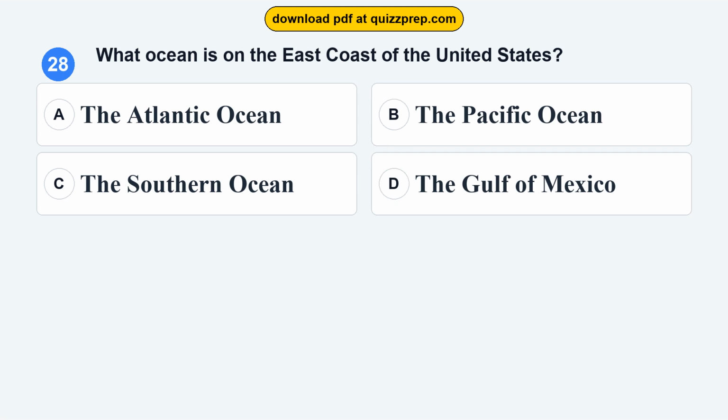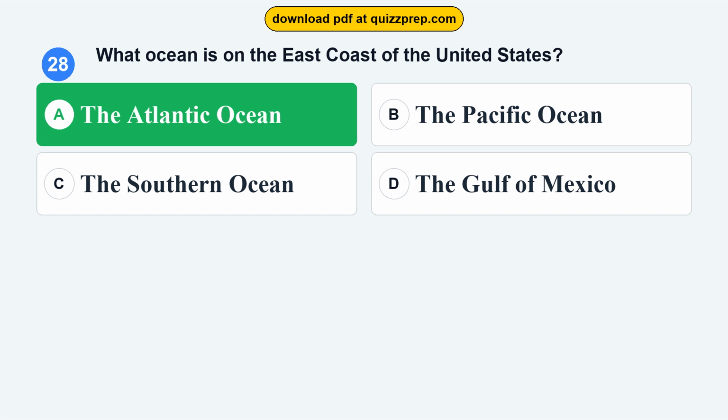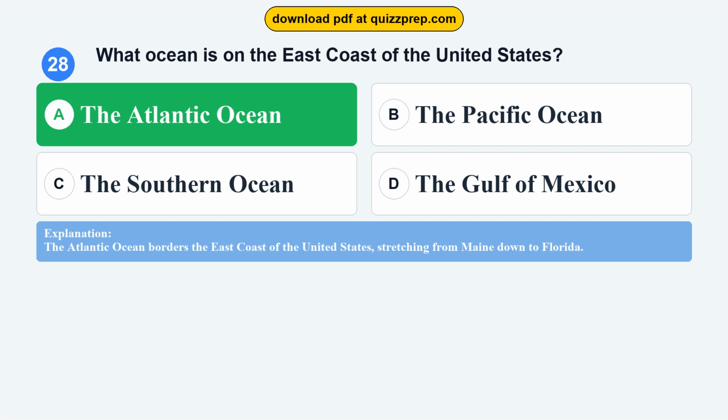Question 28. What ocean is on the east coast of the United States? Option A, the Atlantic Ocean. Option B, the Pacific Ocean. Option C, the Southern Ocean. Option D, the Gulf of Mexico. The correct answer is option A, the Atlantic Ocean. The Atlantic Ocean borders the east coast of the United States, stretching from Maine down to Florida.